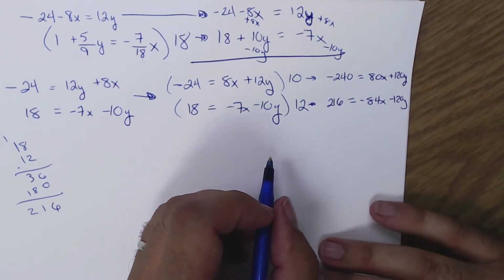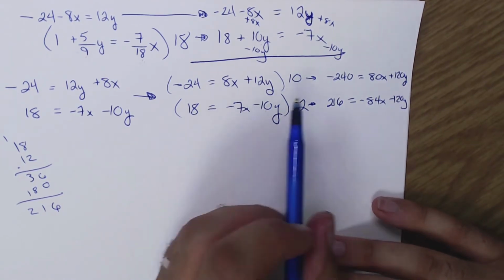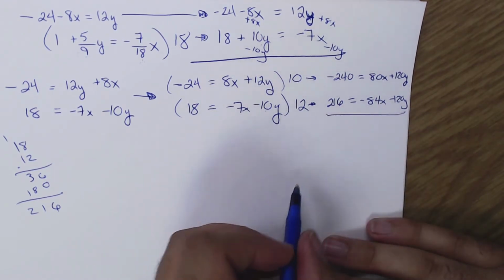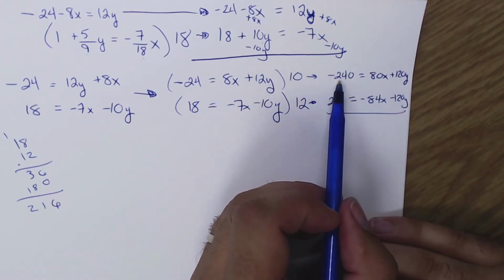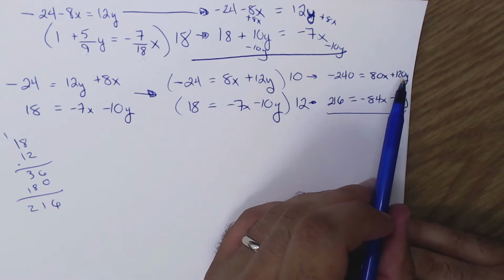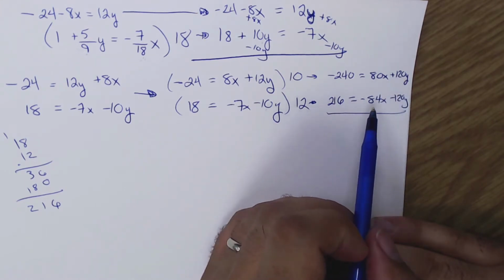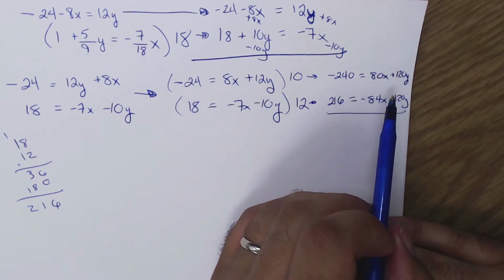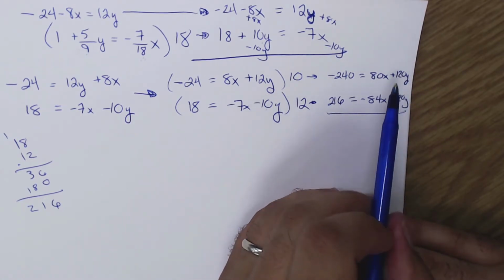All right, so now we've done that. You will notice my y's are going to be able to cancel when I add straight down. I have negative 240 equal 80x plus 120y. 216 equals negative 84x minus 120y. We're going to add straight down because these are opposite signs.